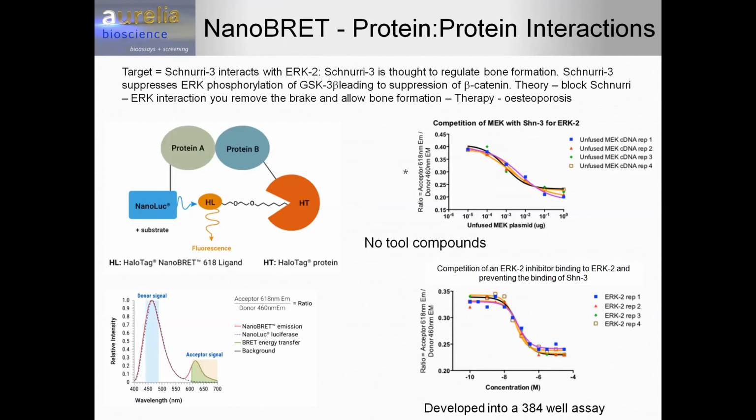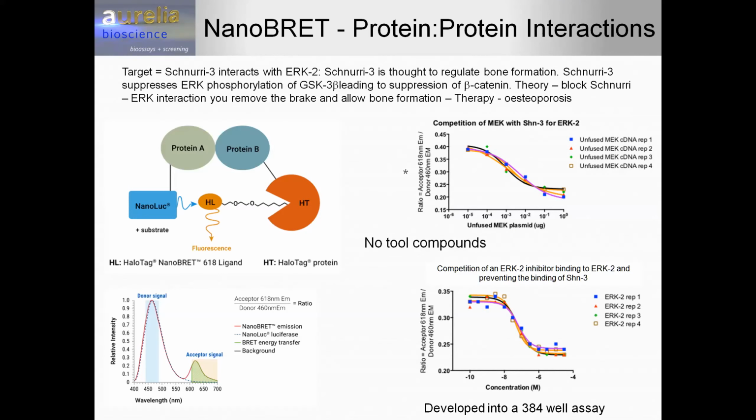Okay, so looking at NanoBRET protein-protein interactions. This was a published study that we did for a client. The target was something called SNORI3, which is a protein that interacts with ERK2. Specifically, the therapy here that we're looking at is osteoporosis.